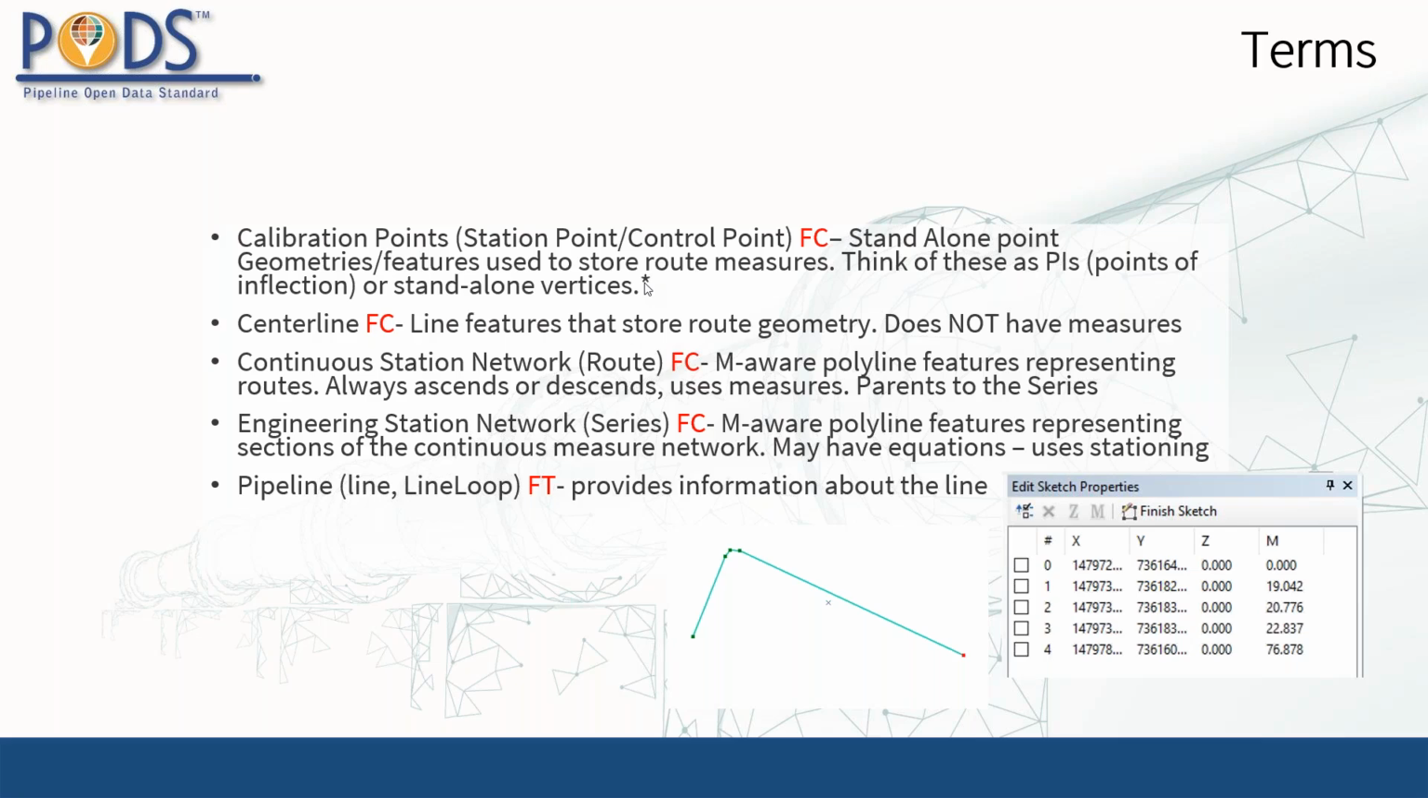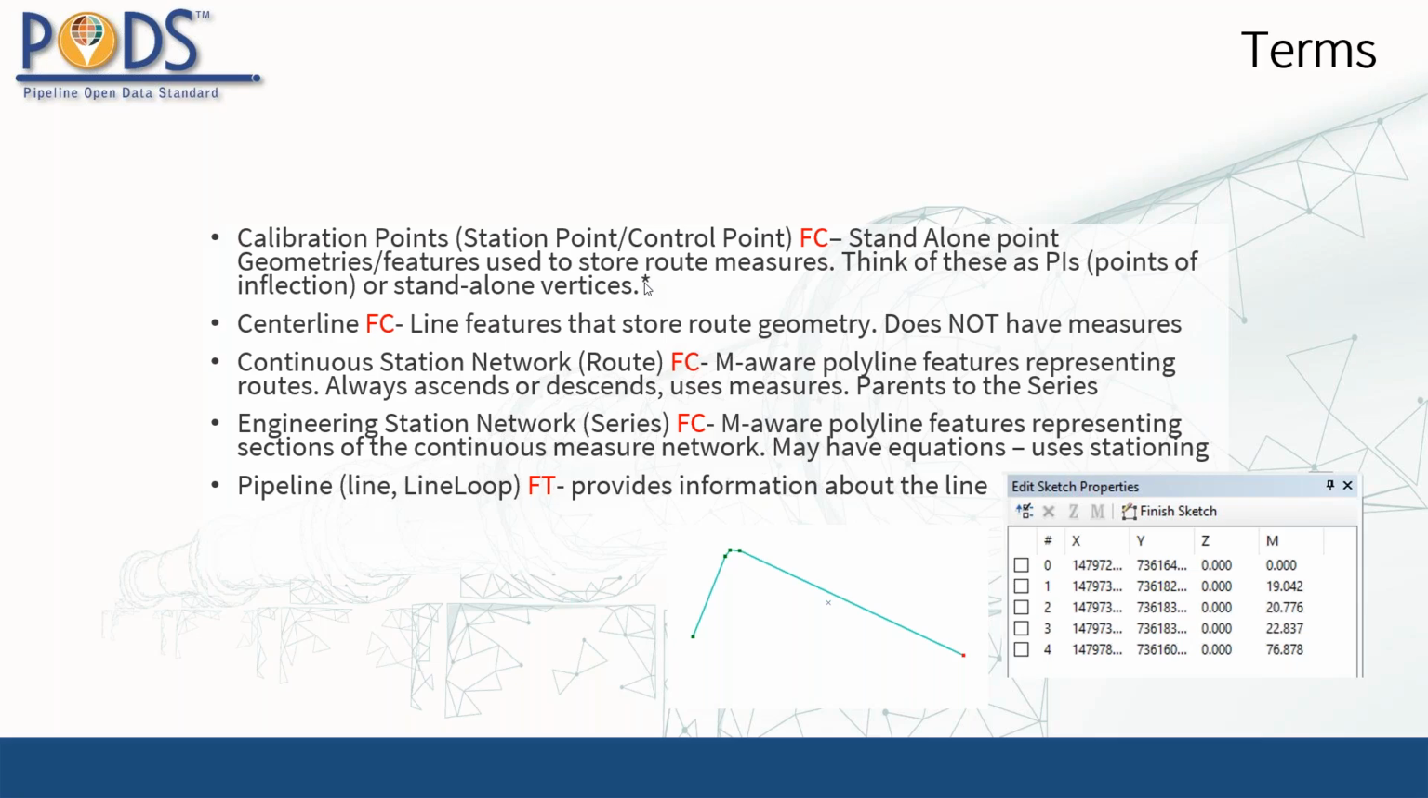In previous PODS versions, you had route and you had series, and route was the parent, and series was the child. So now in PODS 7, continuous station network is the parent. Engineering station network is the child. And again, in previous PODS versions, this was known as your series. And it is a feature class. It's also M-aware, and you can use stationing on this. So if you had stationing ahead, stationing back, this is where you would put that information in your engineering station network.